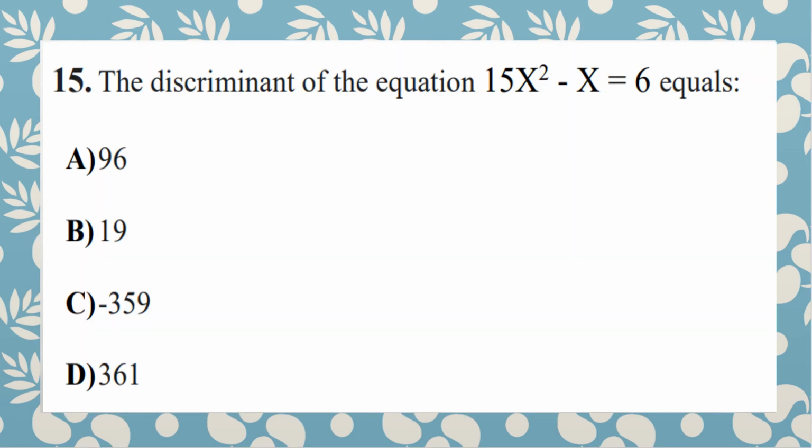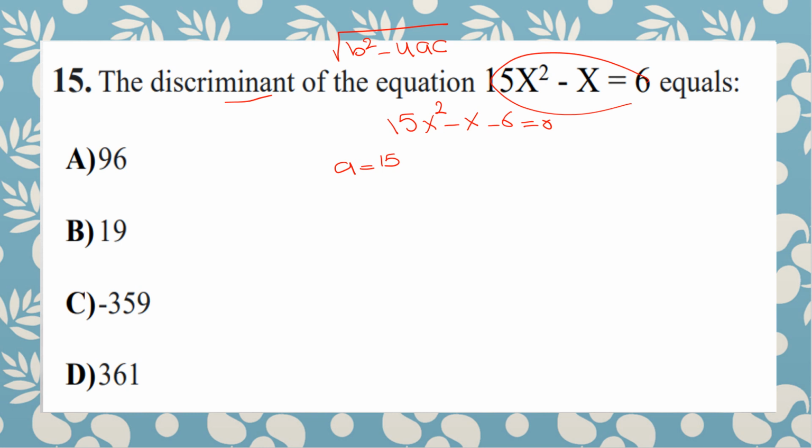The discriminant of the equation 15x squared minus x equals 6 equals. The discriminant is the value under the radical, and the radical equals b squared minus 4ac. We should rewrite this equation again as 15x squared minus x minus 6 equals 0, where a equals 15, b equals -1, and c equals -6.